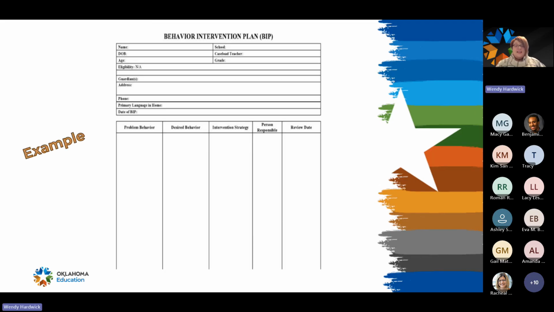Just like the FBA, there's no standardized BIP for the state. So you'll see different incarnations of what a BIP looks like. For the most part, they're going to have those major areas as far as what the specific behavior is that we're intervening on, what the hypothesis is of the function of that behavior, setting some clear goals, and providing some action steps.